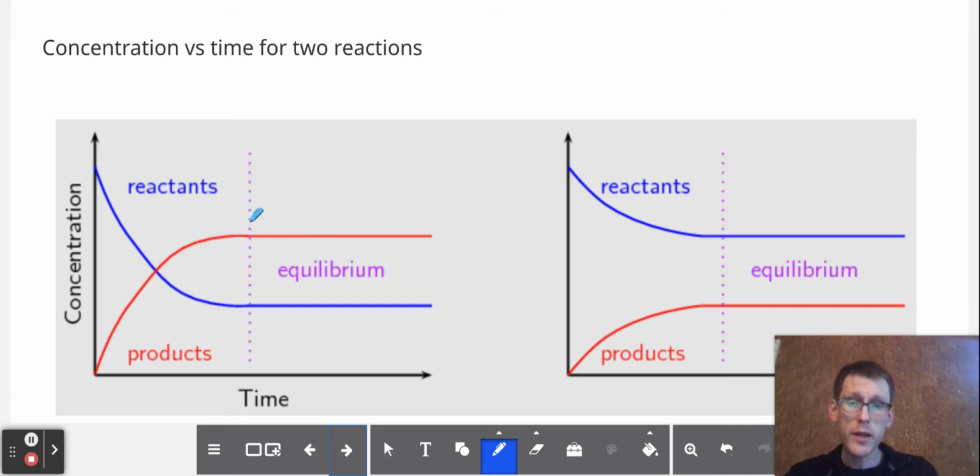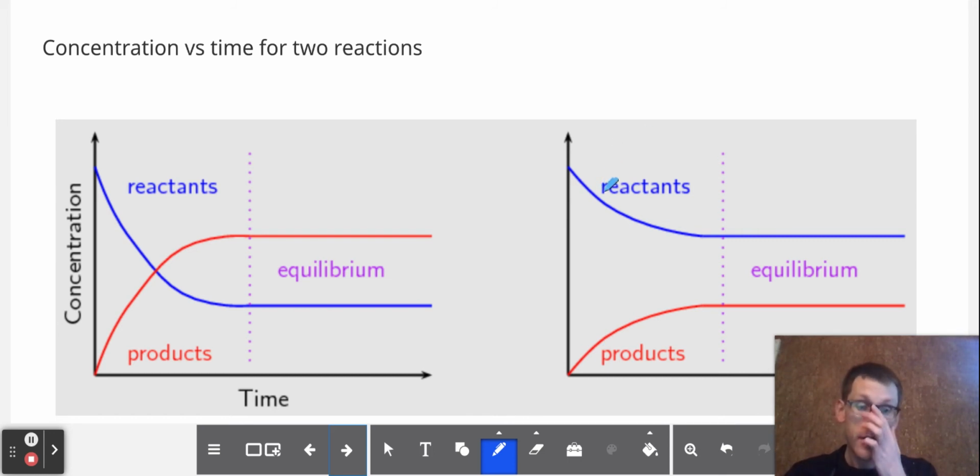Once we hit this point right here, this dotted line, notice that the products are no longer increasing in concentration, they level off, and the reactants are no longer decreasing in concentration, they level off. What we can say is that the rate of the forward reaction and the rate of the reverse reaction are equal once we've hit this equilibrium point because there is no net change in reactants or products. But also we can tell that the equilibrium favors the product side because there's more products here than there are reactants. In the case of this reaction on the right, it's the same shape of graphs.